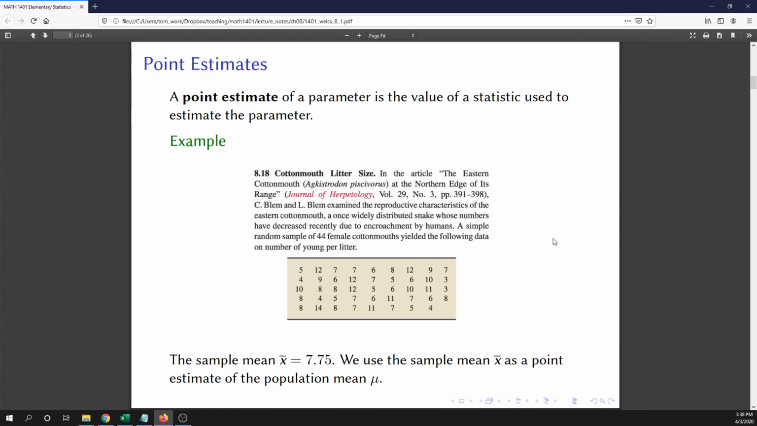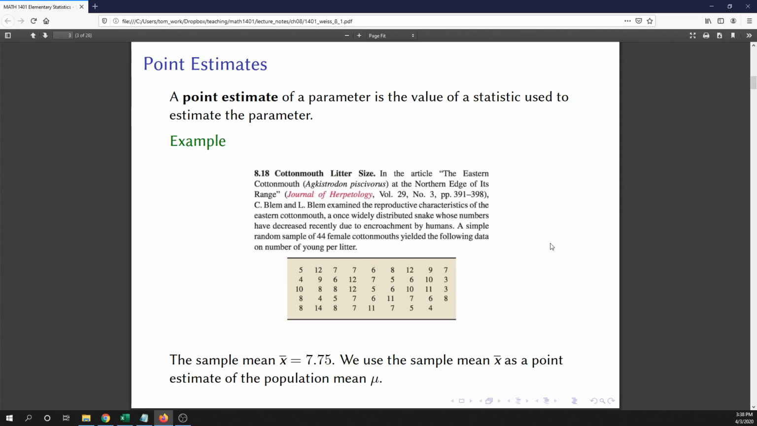All right, so the first kind of estimate that we have is called a point estimate. A point estimate of a parameter is the value of a statistic used to estimate the parameter. And remember, when I say statistic, that means it comes from the sample, right? Parameter means it comes from the population.